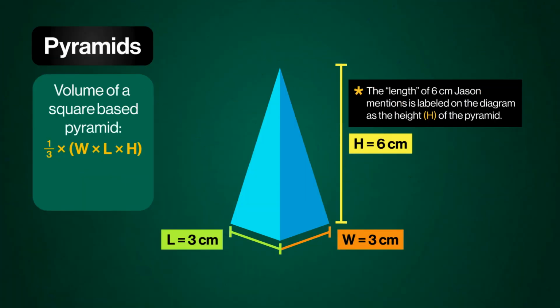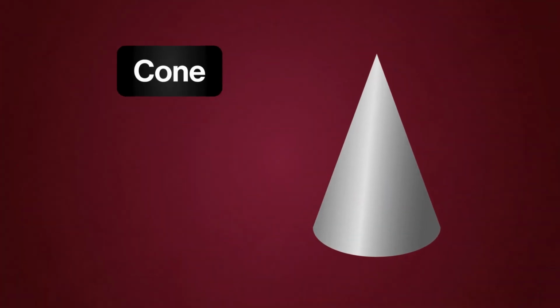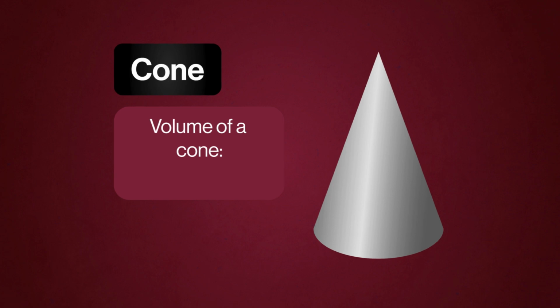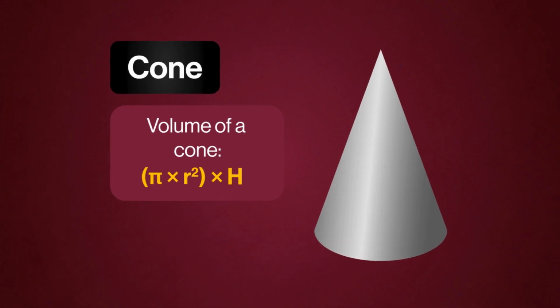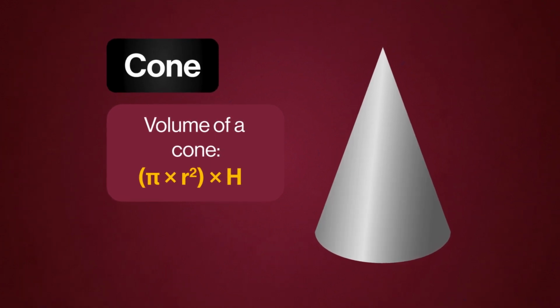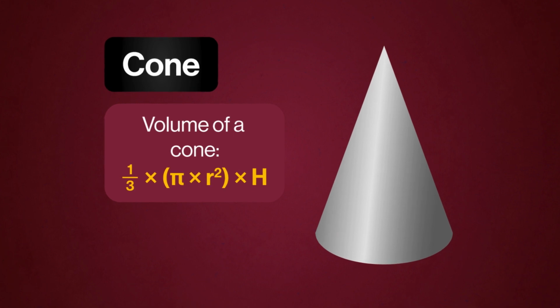Anyway, for these turret topping blocks, their volume would be a third times the area of the square times the height of the pyramid. That's 18 centimeters cubed. As for the cone-shaped pieces, it's a similar story. We simply take the area of the circle times the height of the pyramid, like we're finding the volume of a cylinder. But then we multiply all of it by a third.